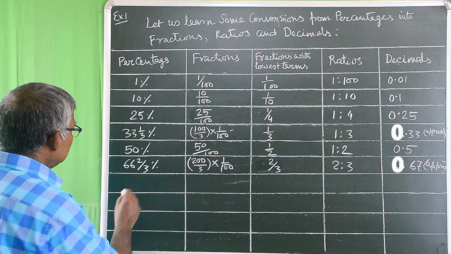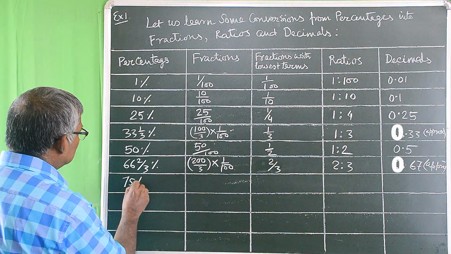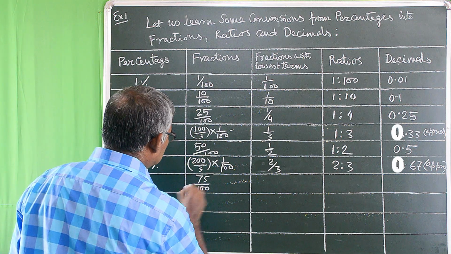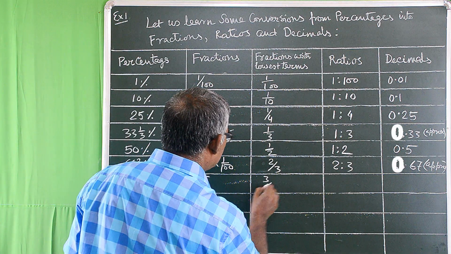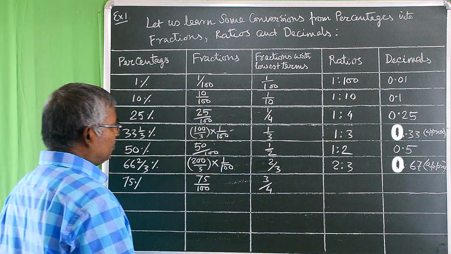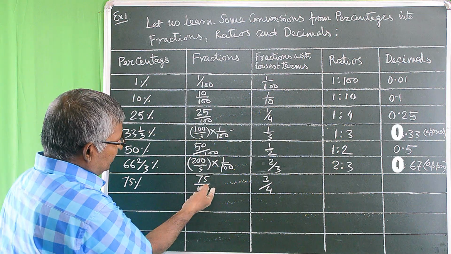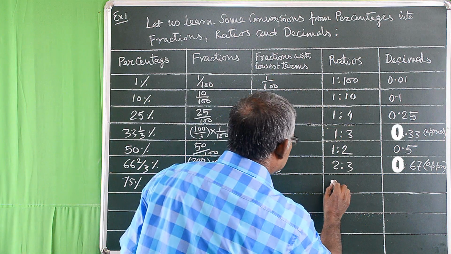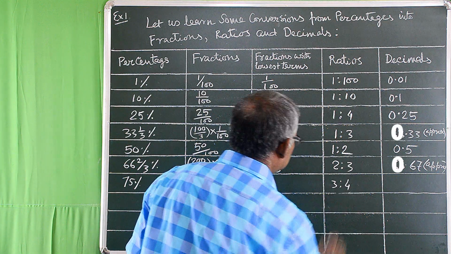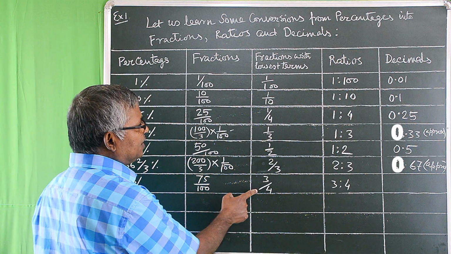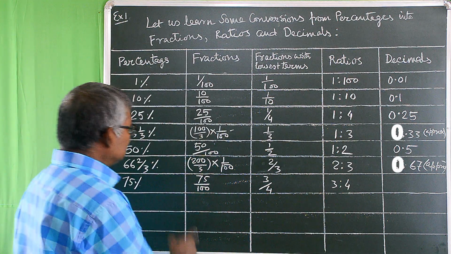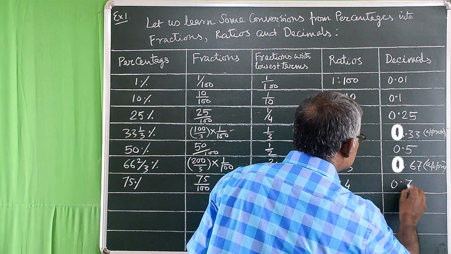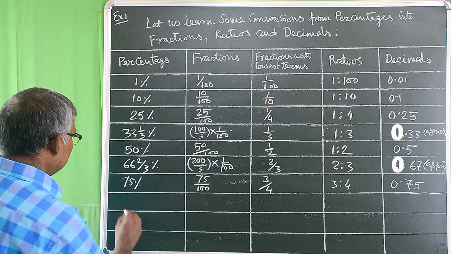Students, let us consider 75%. This can be expressed as 75 by 100, and this can be written as 3 by 4 in simplest form. If we divide both the numerator and denominator by 25, we will get 3 by 4. So it is 3:4. Any fraction 3 by 4 can be written as 3:4. And what is the decimal form? That is 0.75.